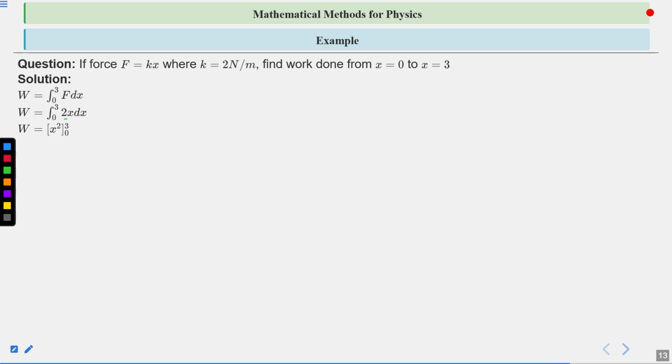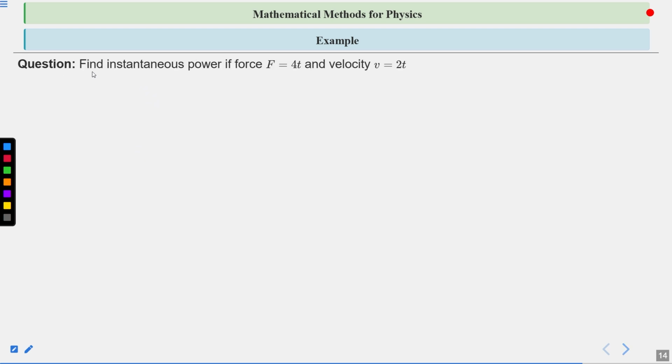So integration of 2x dx is what? It will be x square. Integration of x is x square divided by 2. And 2 is cancelled out. So the remaining term is this one only. And then the initial limit and final limit, substitute in the variable. So it will be 9 minus 0, equal to 9 joule. Joule is the unit of work done. Clear? Yes or no?